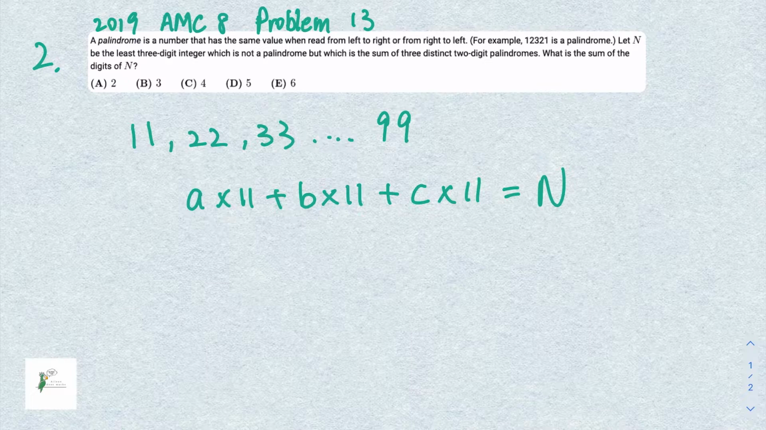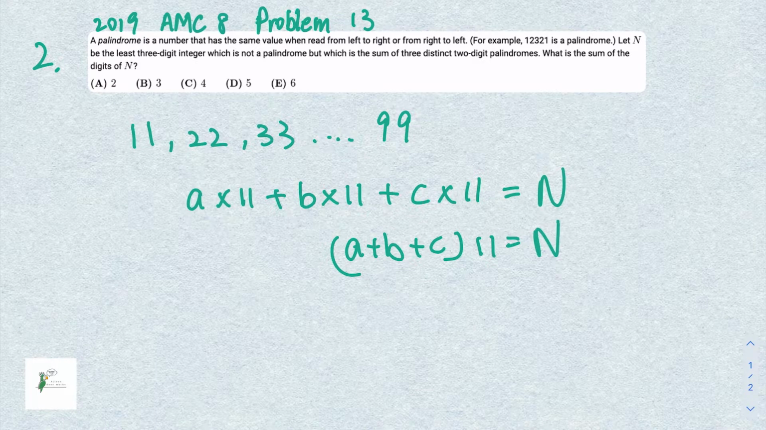And if you were to simplify this equation, well, first of all, a and b and c have to be less than 10, and have to be integers. So if you simplify this equation, we get (a plus b plus c) times 11 equals n. Now, we don't exactly have to find out what a and b and c are, right? We just have to know what n is. And we know that n has to be a 3-digit integer.